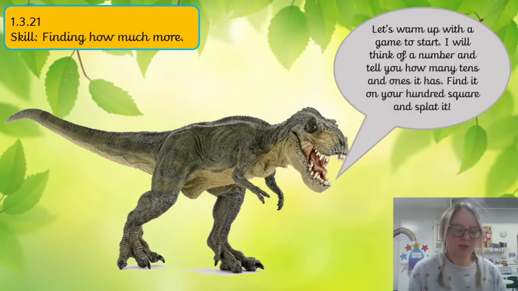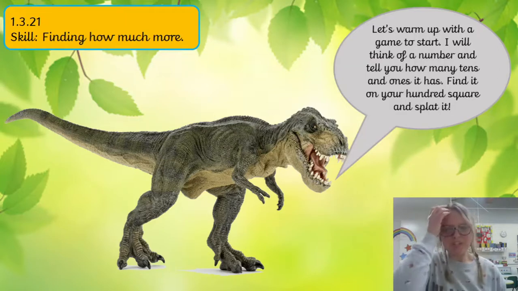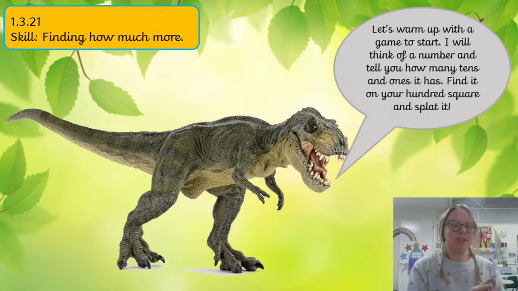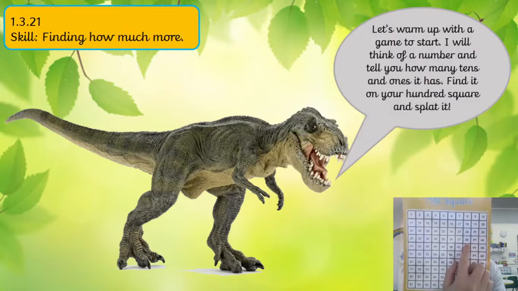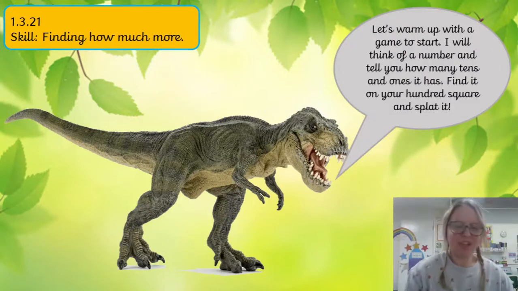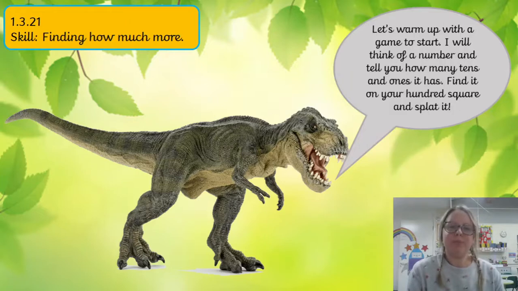Okay, your next number to find has 3 tens and 8 ones. Can you find that on your 100 square and give it a splat? So what number was it? 3 tens and 8 ones. It was 38.